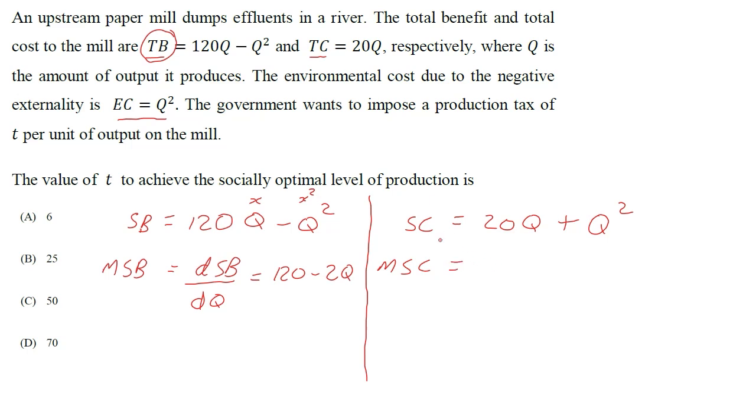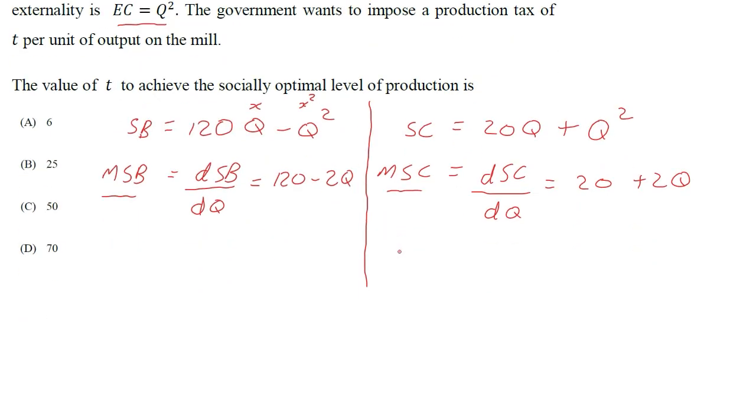MSC is going to be, again, differentiating social cost with respect to quantity. So dSC upon dq is equal to, again, this q is 1 and this q square becomes 2q, so 20 plus 2q. All right, so I have with me the marginal social benefit and the marginal social cost, and we need to decide what is the socially desirable quantity. The socially desirable quantity will be that quantity where marginal social benefit equals marginal social cost.